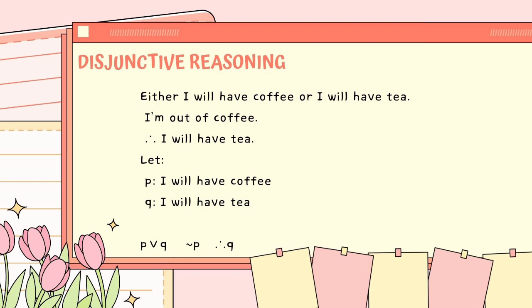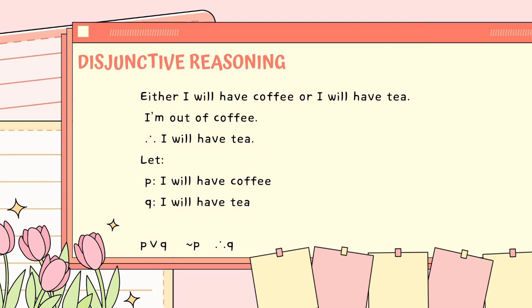Disjunctive reasoning is P or Q. Premise 2 is not P. Ang conclusion natin, therefore, Q. For example, premise 1, either I will have coffee or I will have tea. Premise 2 natin is not P, diba? So, I'm out of coffee. Kasi nga sa premise 1, ang P natin is I will have coffee.